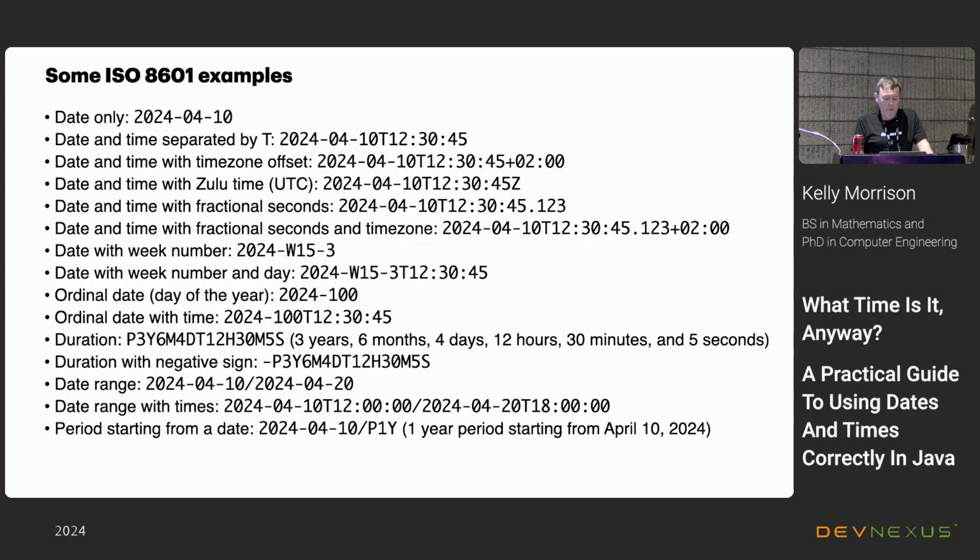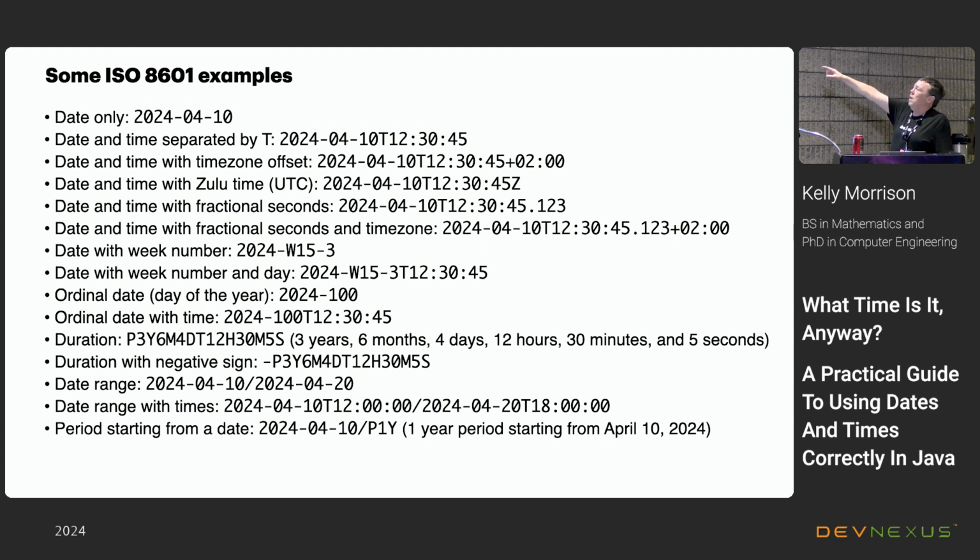Let me show you some examples. These are all ISO 8601 standard times and dates. And you can see they're all over the place. You can have only a date. You can have a date and a time separated by the letter T. You can have a time zone offset, the third line. You can see the plus 0200. That means you're 2 time zones away from Greenwich time. There's also something called Zulu time. That came from an old naval thing. Zulu time and GMT are the same thing. They both mean the meridian that runs through Greenwich, England.